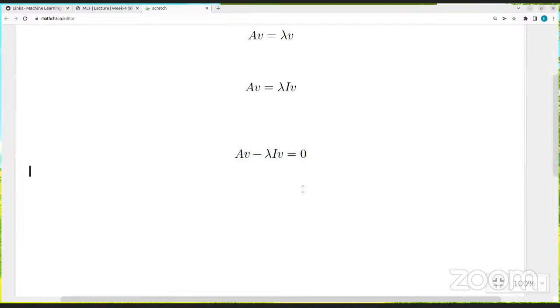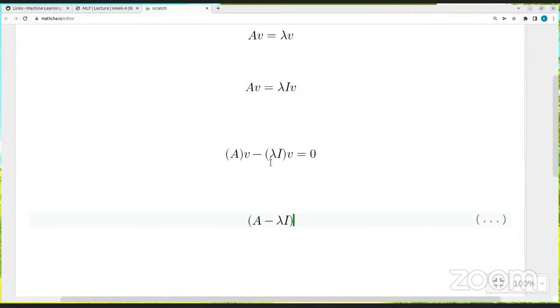Do you follow till this part? Then, see, A is a matrix, lambda times I is a matrix. So what I do is I just take the matrices out, or rather I take V out.